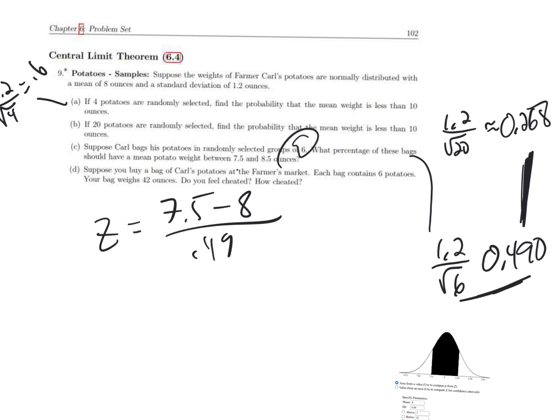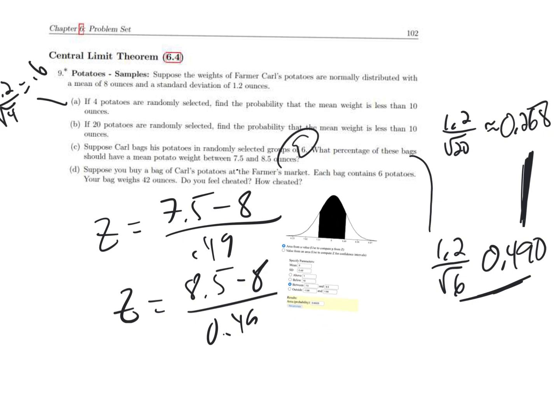Get that number, get that z-score, look up the probability for it. Then we'd have to do the same thing for the upper end of 8.5. 8.5 minus 8 divided by 0.49. Get that z-score, find that probability, then subtract them.